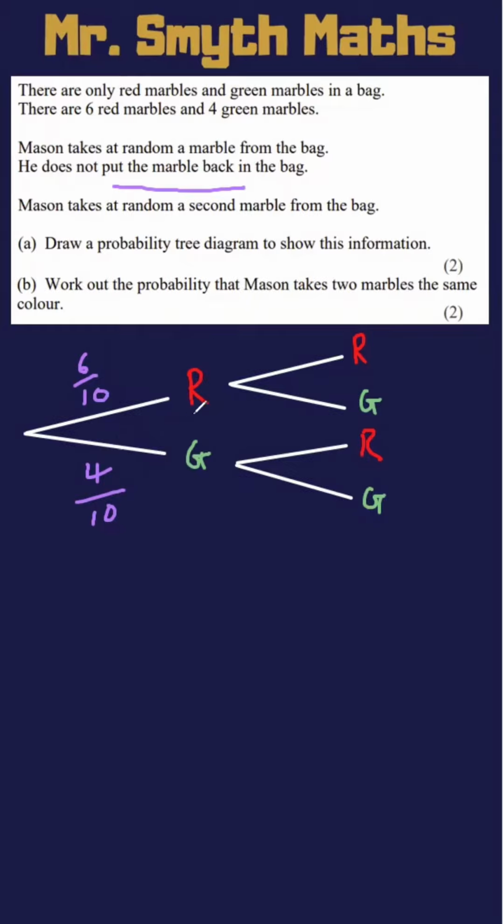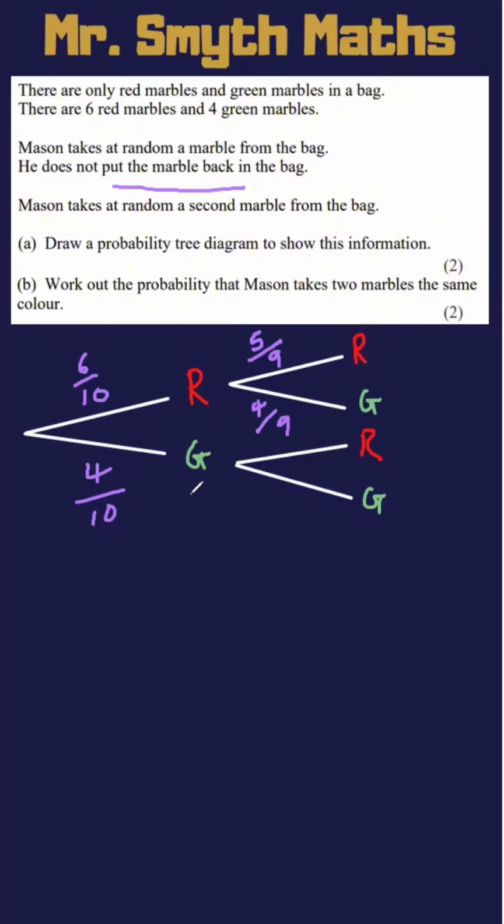So if I take a red out of the bag, there were 6 in the bag. If I take it out, but then leave it out, there's now only 5 red left in the bag. But because I've taken a red marble out of the bag, there's only 9 marbles left in the bag. If you didn't understand that bit, go and rewind the video and watch that bit again. Anyway, this has to be out of 9. There's only 4 greens left in the bag still. So remember, we haven't changed that. So this is still 4 out of 9.